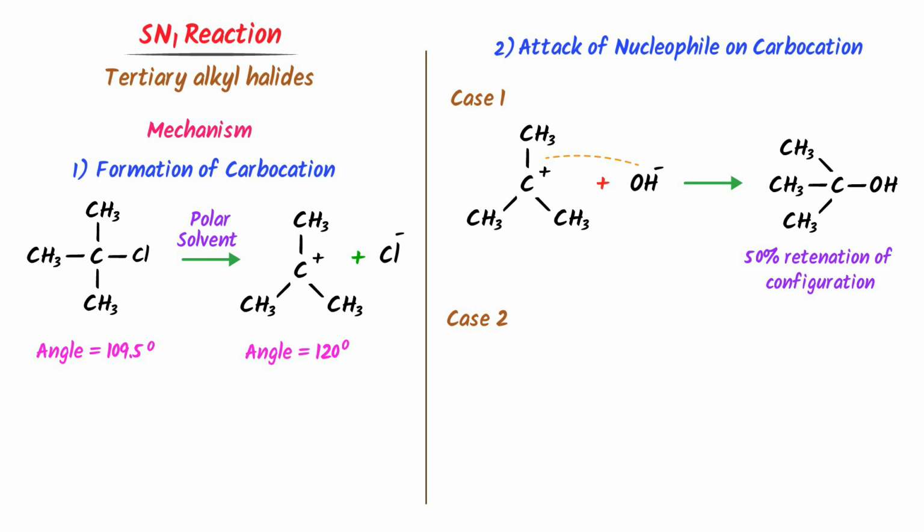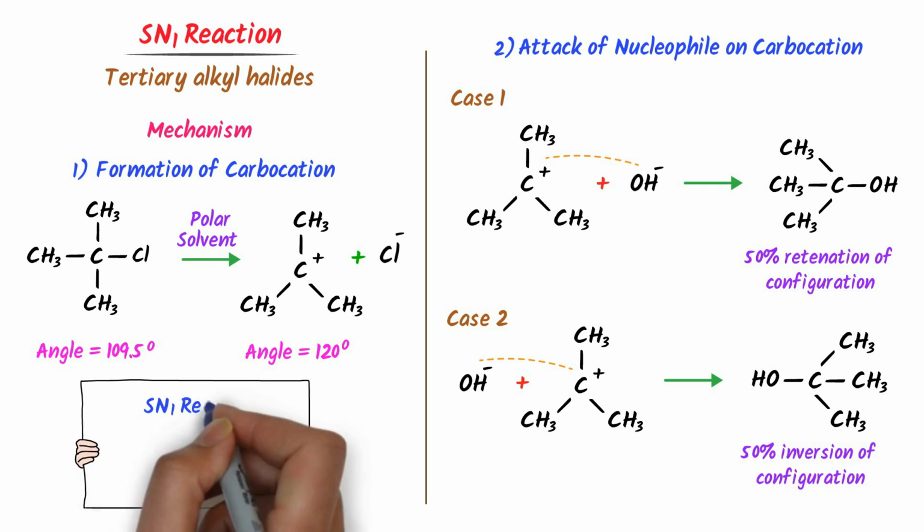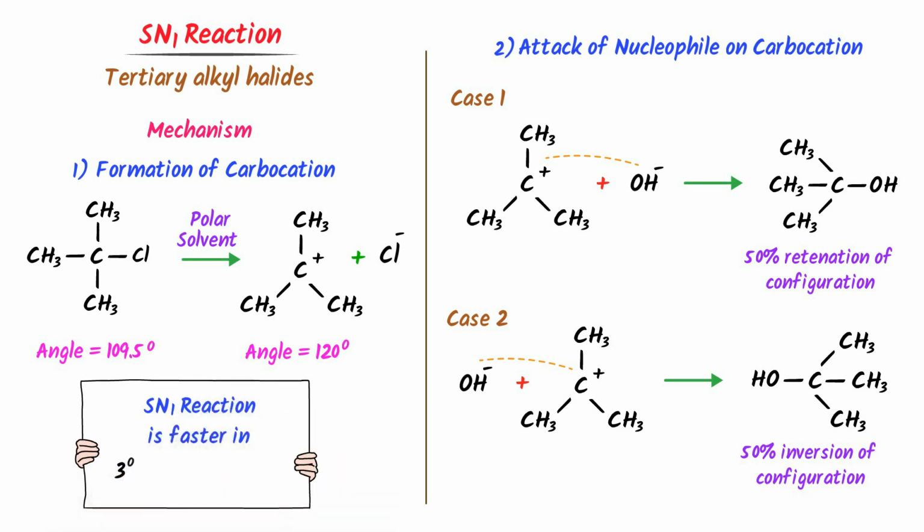In the second case, I take this carbocation and I place it here. Let this time the nucleophile OH attack from the left side. As a result, we get this compound. We call it 50% inversion of configuration. Remember that SN1 reaction is faster in 3rd degree carbon, then 2nd degree carbon, and then 1 degree carbon. Thus, this is the complete mechanism of SN1 reaction.